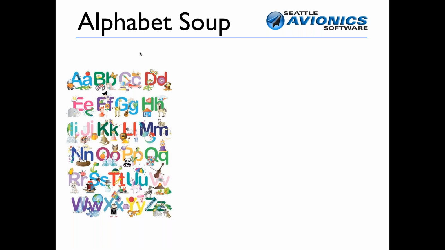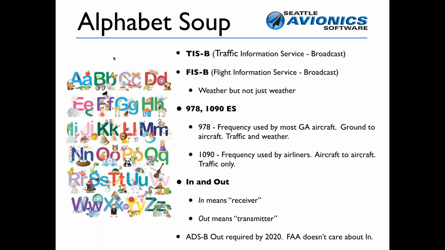So the first slide I have here is one I like to call alphabet soup. It's basically, let's be honest here, the FAA is really good at regulating flights and such, but they're really terrible at coming up with product names. They all have these funny acronyms and numbers and stuff like that. So two of the ones that you're going to hear a lot are TIS-B and FIS-B.